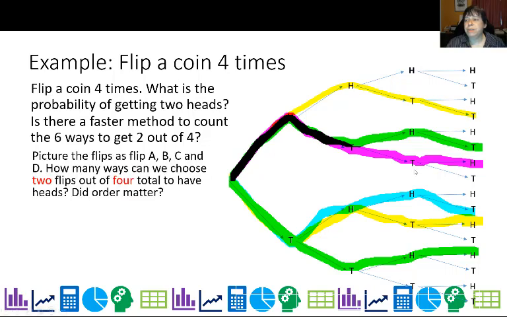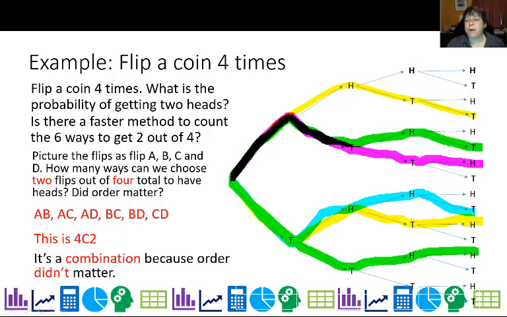So what you can do is picture this is flip A, this is flip B, flip C, and flip D. How many ways can we choose 2 out of the 4 total flips to have heads? Well, I could do A, B, A, C. So flip A, flip B. So there's heads, heads. Or I could do heads and then not have my next heads till here. Or I could do heads and not have my next heads till there. And you can see that I count up 6 ways. Why don't I have BA on this list? Well, order doesn't matter. And this looks a lot like doing a combination.